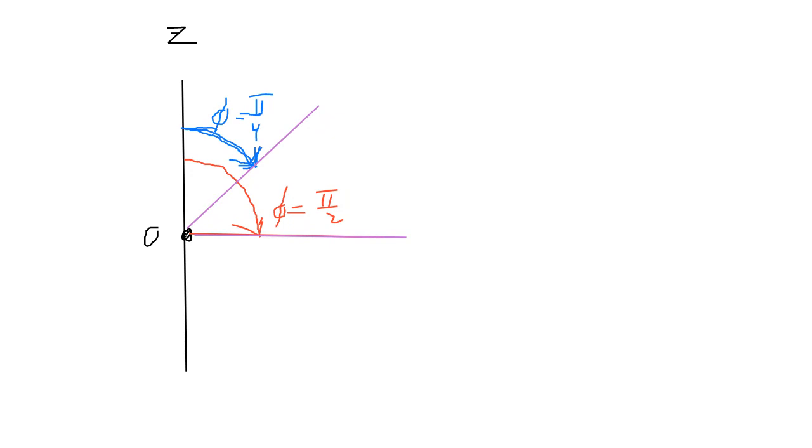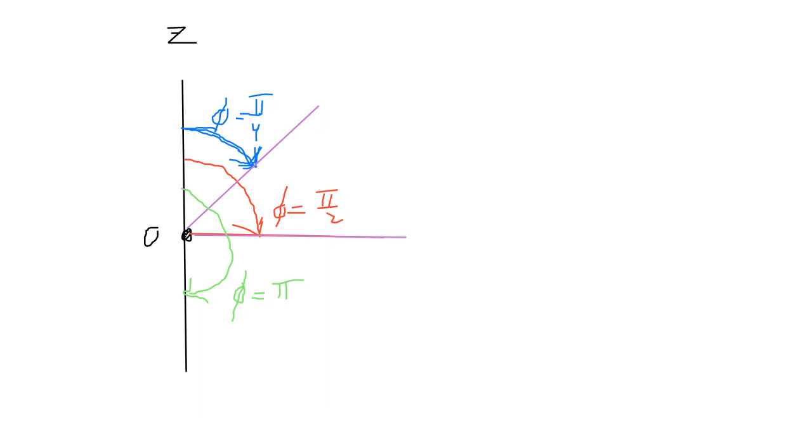Okay, let me do a green angle. What's phi equal to for the green angle? Good, 180 degrees. And for spherical coordinates, you remember that phi is restricted between 0 degrees and 180 degrees.